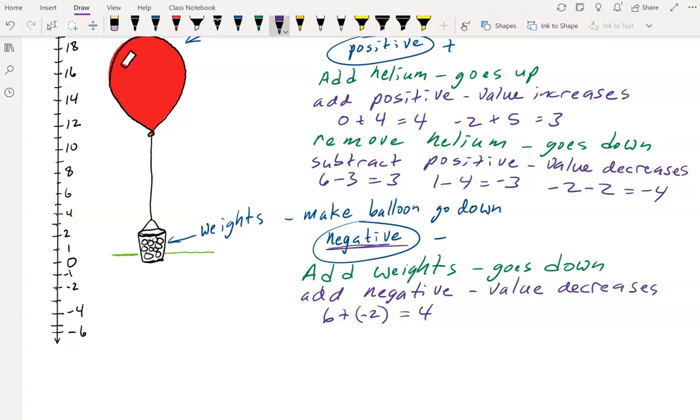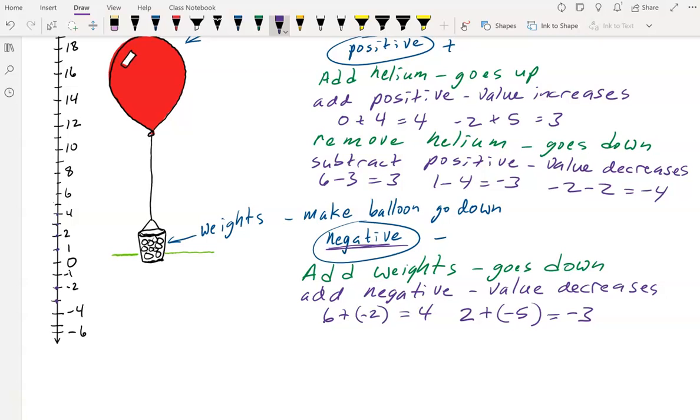Okay? What happens if we're sitting at, say, 2 units above the table, and we add -5 units? We add 5 weights. So we're sitting at 2, and we add 5 weights. We're adding 5 negatives. Well, it's going to go down, right? Because we're adding negatives, we're adding weights. 1, 2, 3, 4, 5. And it goes down to -3. So 2 plus -5 is -3.